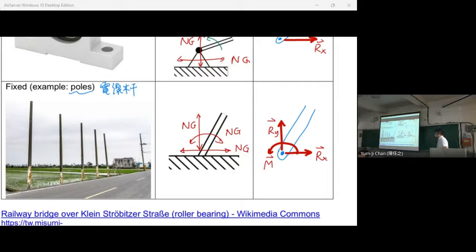So these are the common supports. Of course, sometimes we have different types, and you use this principle. You first think about, can it go in this direction? If it cannot go in this direction, add a support force here, and then if it cannot rotate, then add a moment here.